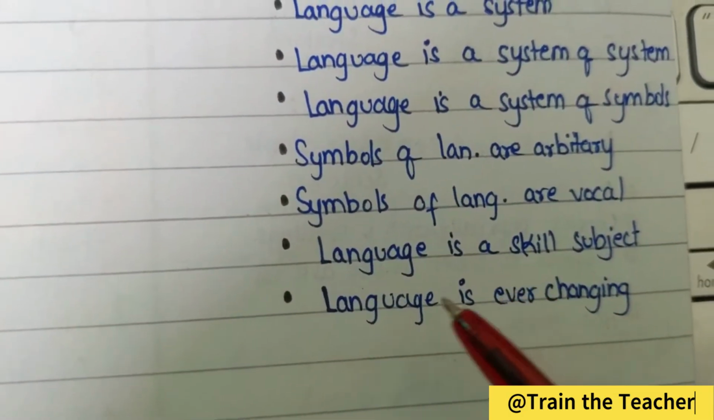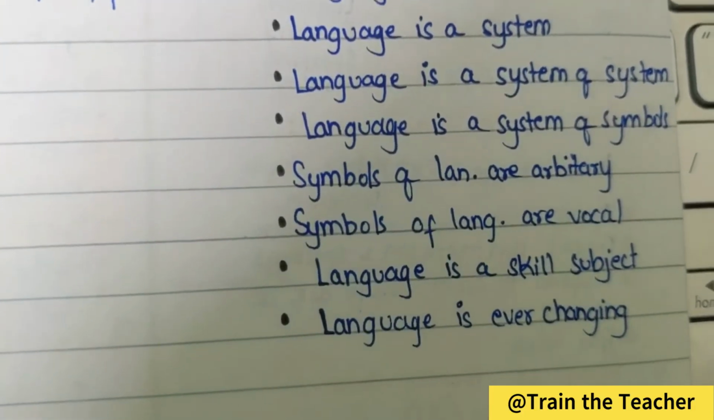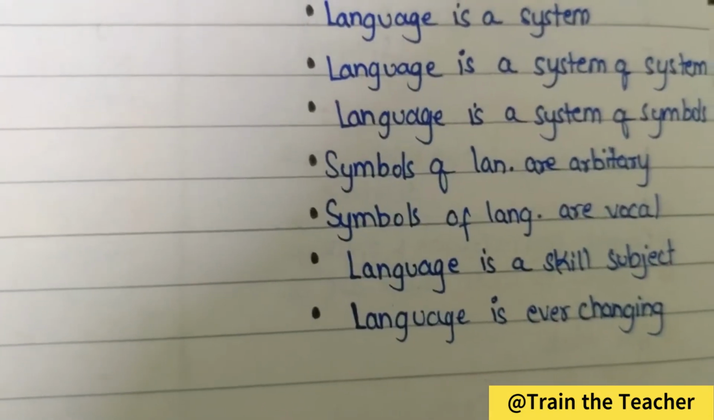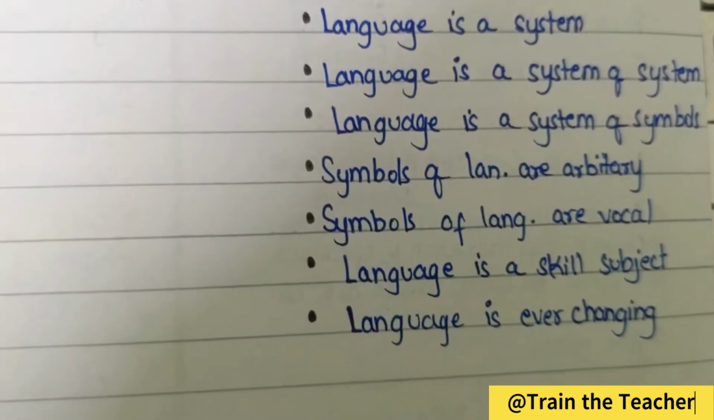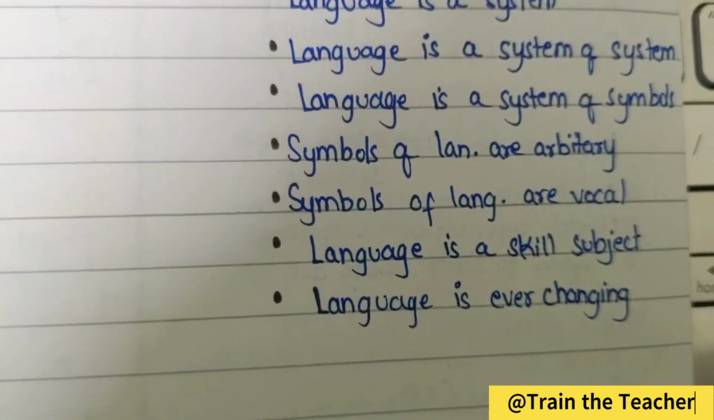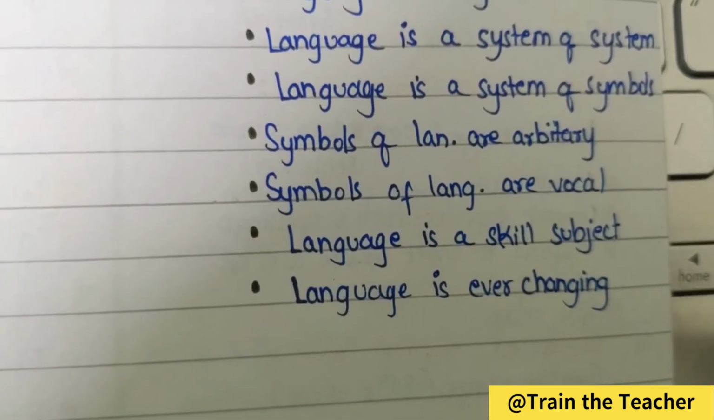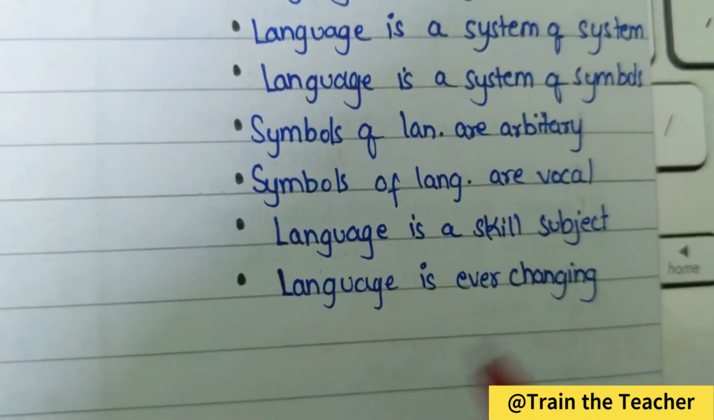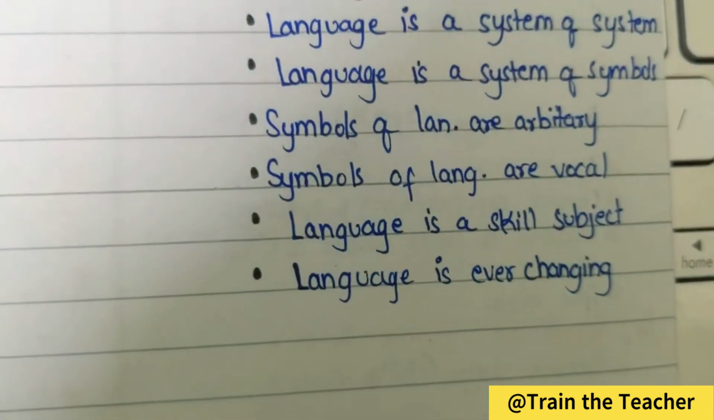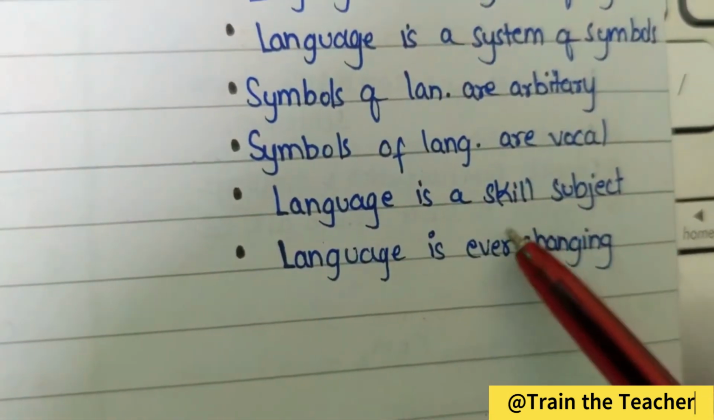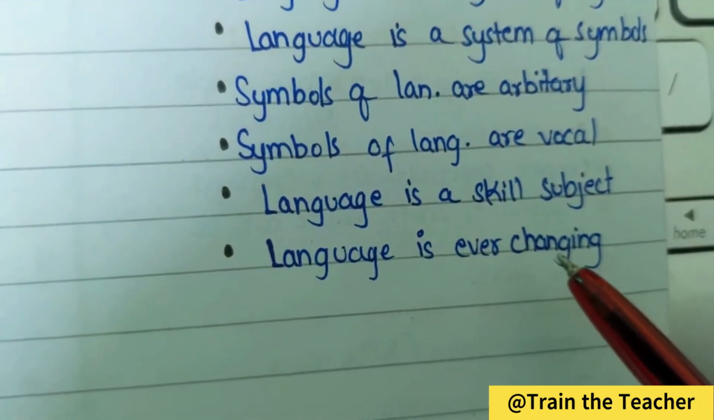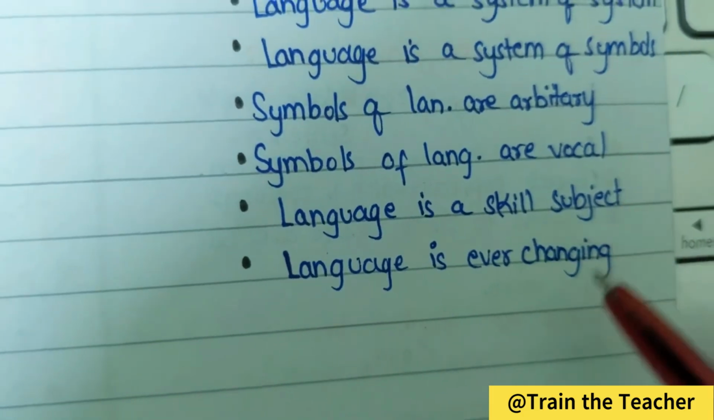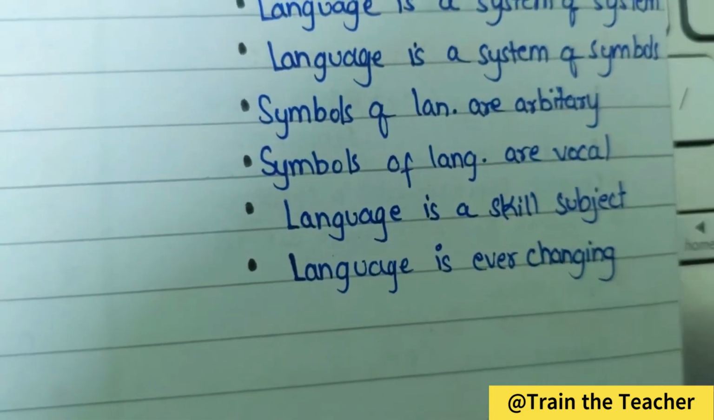Now we have language as a skill subject. Absolutely. I think we've talked about it already, about acquiring the language. So learning of a language depends upon your proper formation of habit. The ability to use language can be developed only after getting a lot of practice. The more you practice, the better you get at it. And language is ever changing. Absolutely, nothing is static in the world. Language also is not static. It gets influenced, it gets polished, it grows as the time grows.